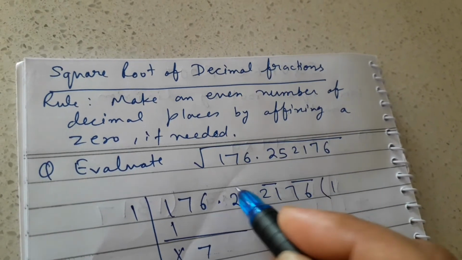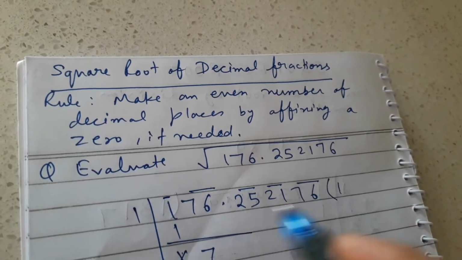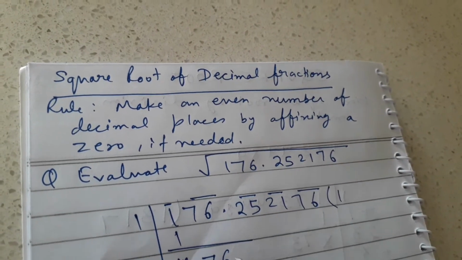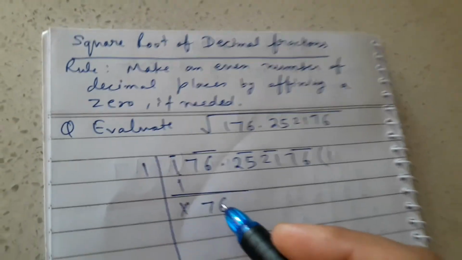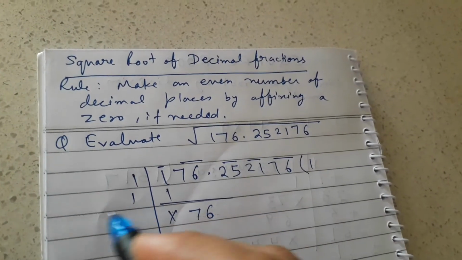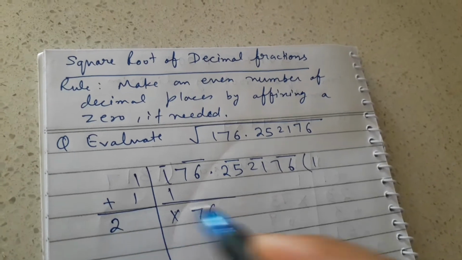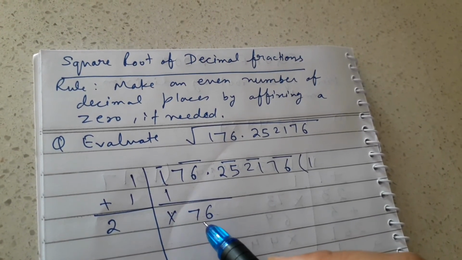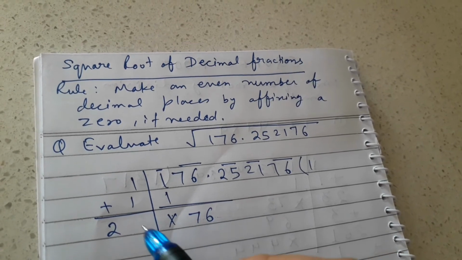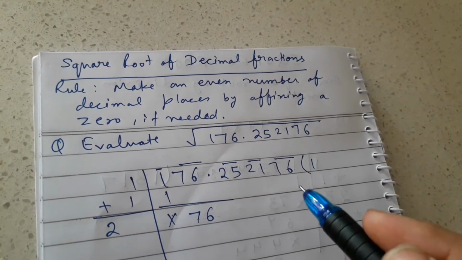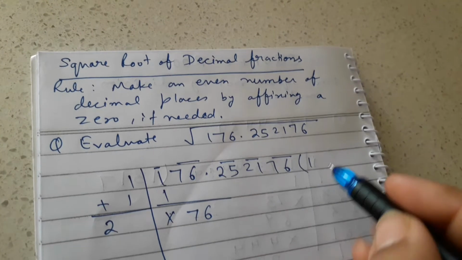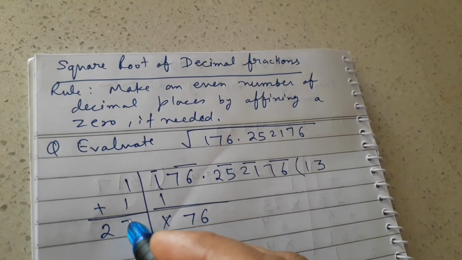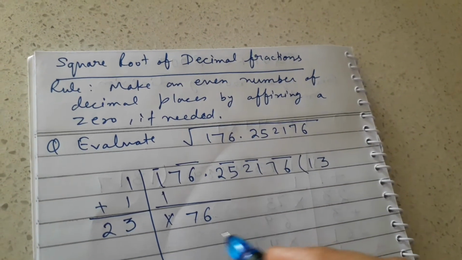Pair, we have to do the pairing first. Now 76 is our next pair. The 1 we will add here, 2. Now which number should we put here so that it comes almost close to 76? 22 into 2 is 44, so we have to put 3. It's coming 69.